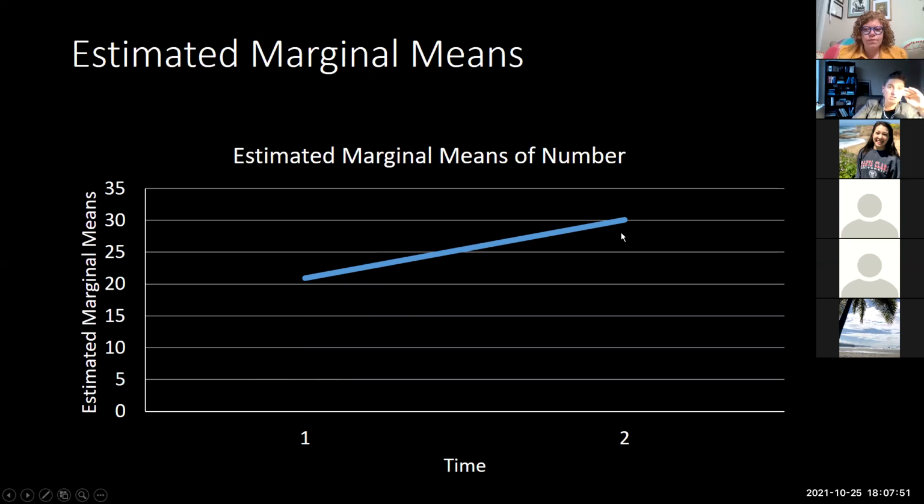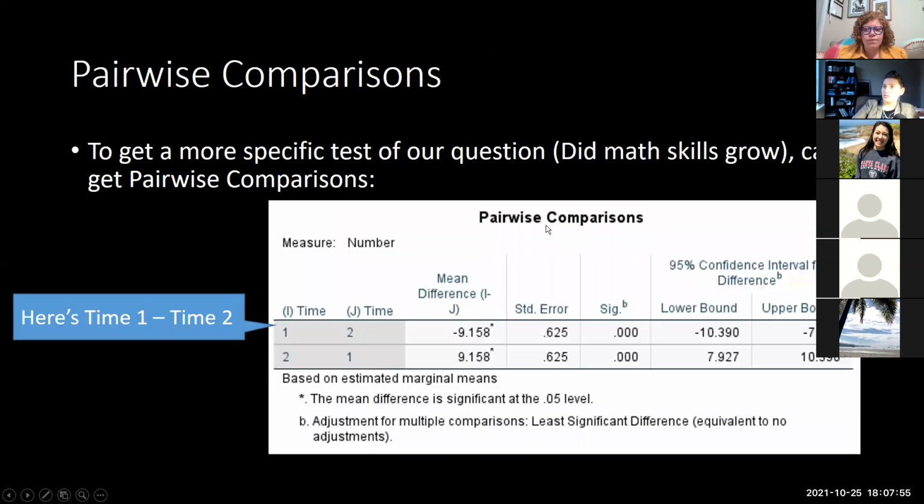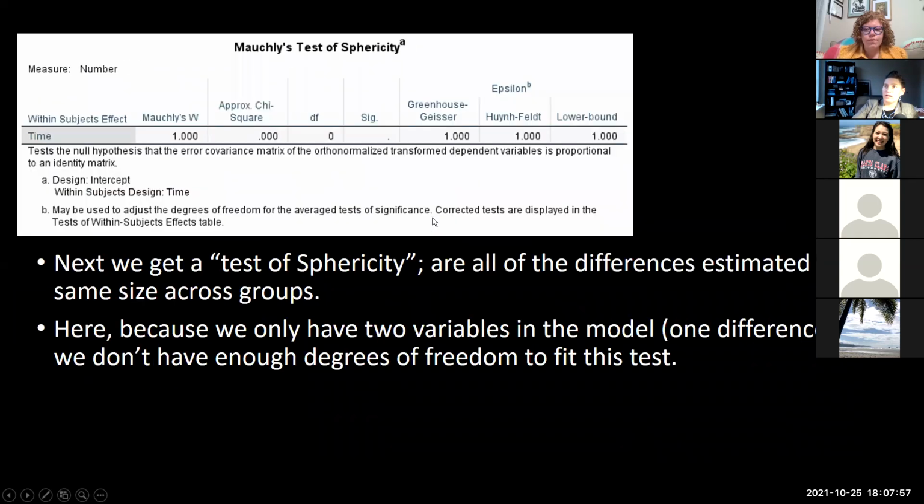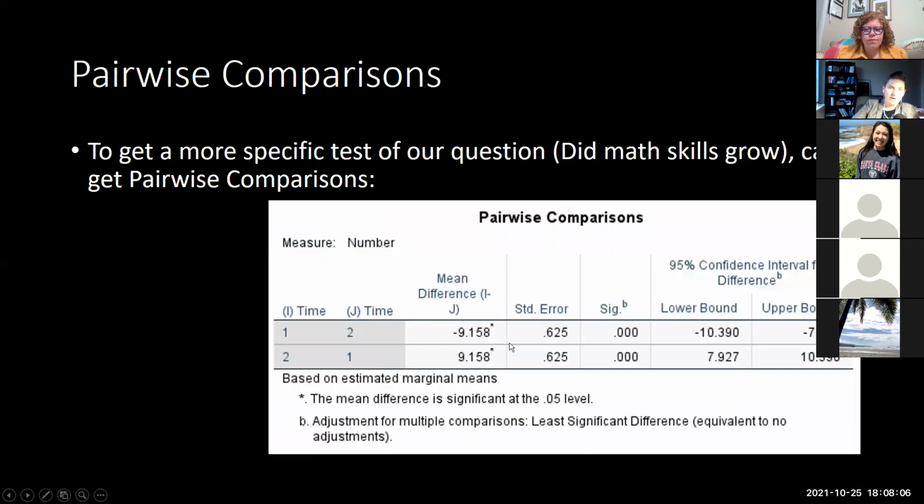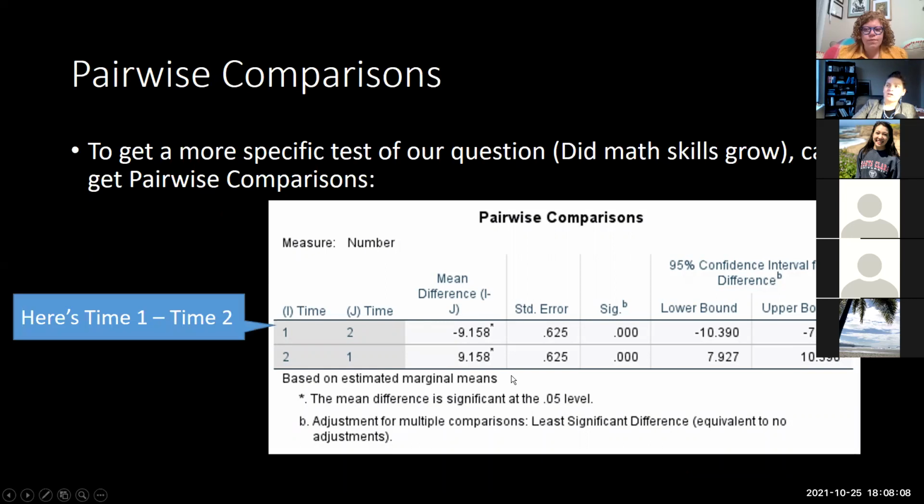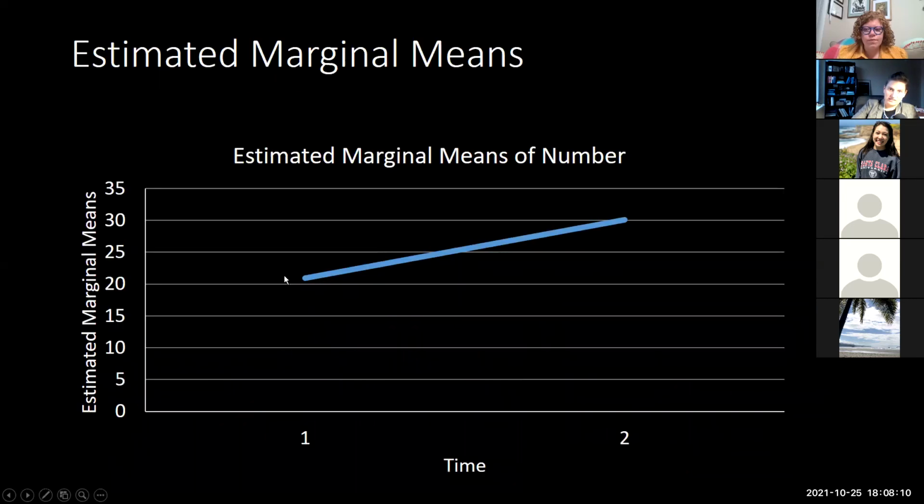You're getting the same information so many different ways. Look at this, 20 and 30. If you remember way back here, we had, oops, I went too far. 20 and 30, which are about 9 points apart, just like this is showing us.